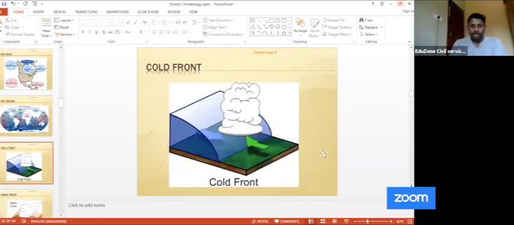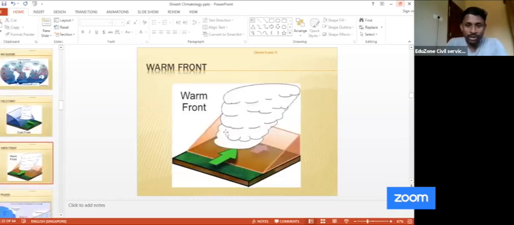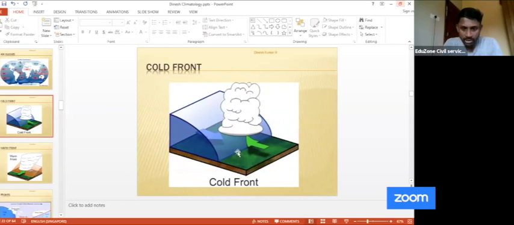So what is a cold front? First thing you remember: a front is where two air masses interact. Now a cold front is a boundary where cold air and warm air meet. A warm front is also a boundary where warm air and cold air meet. But what is the difference? When I talk about two fronts, suppose this is cold air and this is warm air. These are two different air masses.